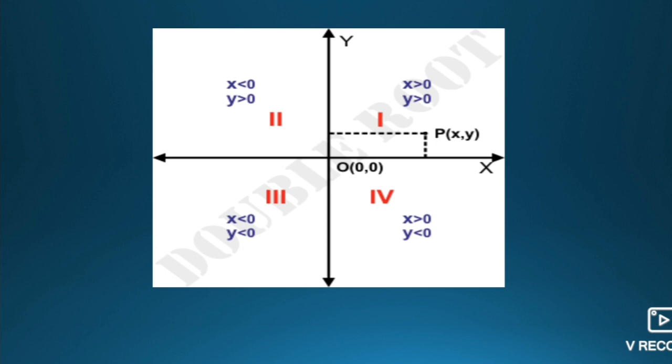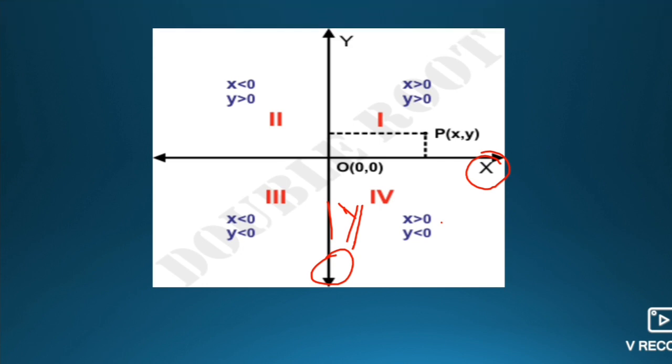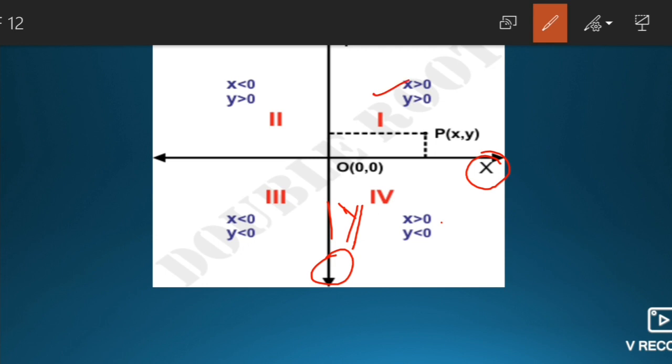As you can see, this plane is called the Cartesian plane. This horizontal axis is called the x-axis, and this vertical axis is called the y-axis. The x-axis and y-axis divide the whole Cartesian plane into 4 quadrants. This one is the first quadrant, this one is the second quadrant, this one is the third, and this one is the fourth quadrant.